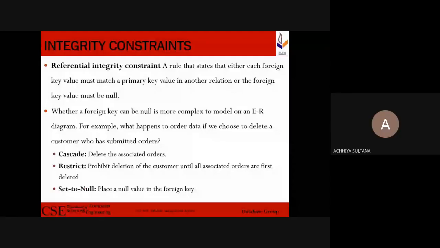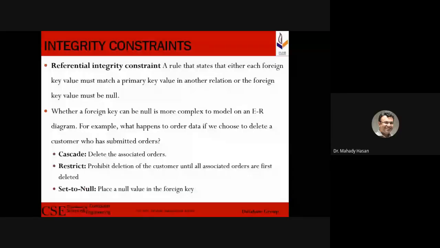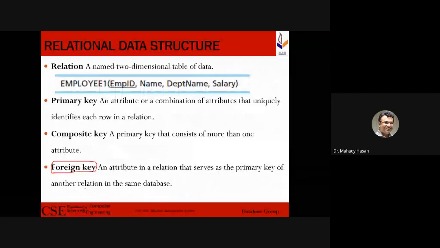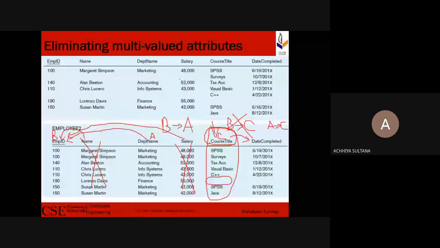Yes, sir. Sir, can you explain set to null once more? Set to null means, let's say here, if the department name is gone, department is gone, then we are saying since there is no department, put a null value because the value of department is gone now. So this is basically set to null. So put null value. What is null value? This is basically put nothing for the department name. This is called set null.